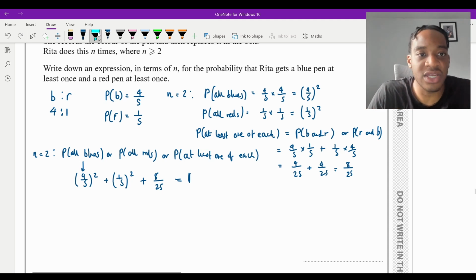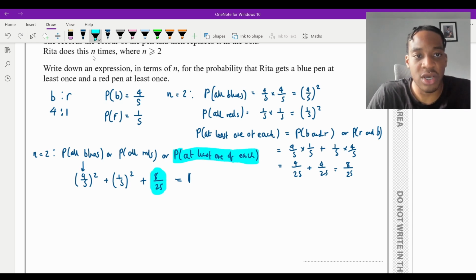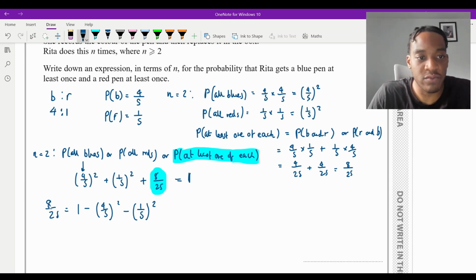Now remember, I'm going to highlight this in blue here, like this. This here is the at least one of each. Now, if I rearrange this formula, we can say that 8 over 25 is just going to equal 1 minus the probability of all blues, which is 4 over 5, all squared, and then minus the probability of all reds, which is 1 over 5, all squared, right? And this is for n is equal to 2.